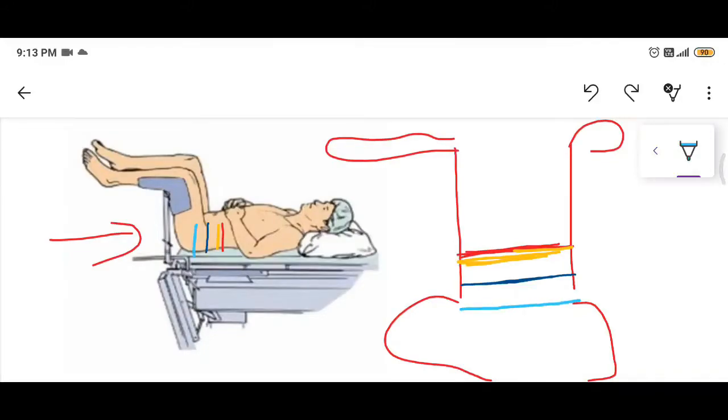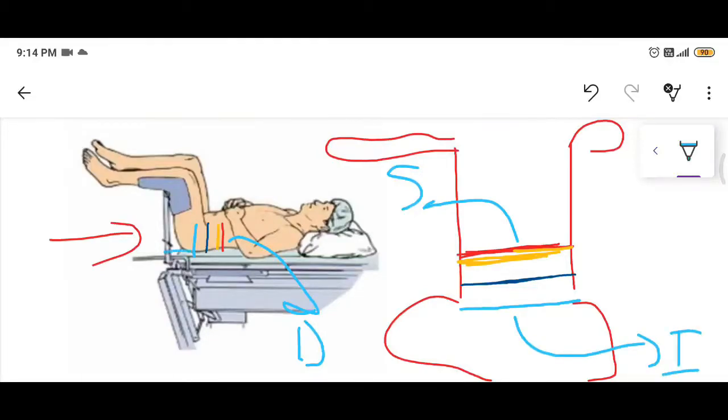So guys, if you connect the lithotomy view with the normal view, what you will notice is that this is your superior, and here it will be called the deep, and this is the inferior, and in this position it will be called superficial. So the superior in the normal position is the deep for the lithotomy position, and the superficial for the lithotomy position is the inferior for the normal position.